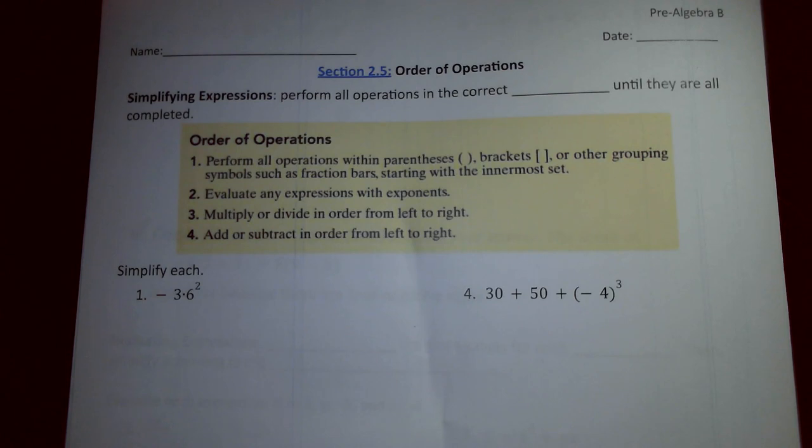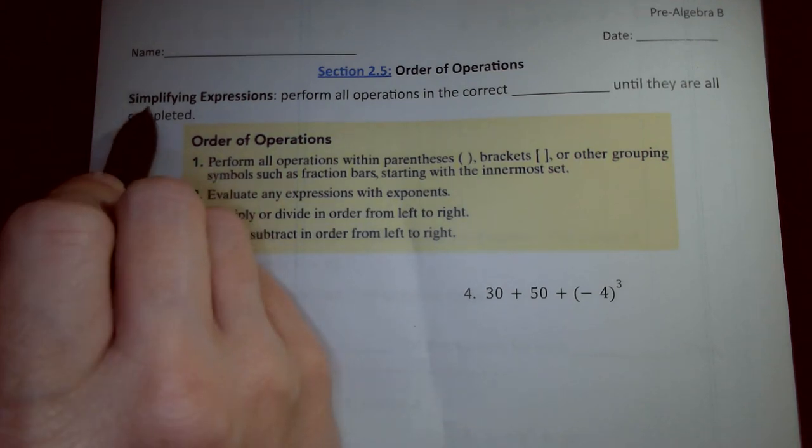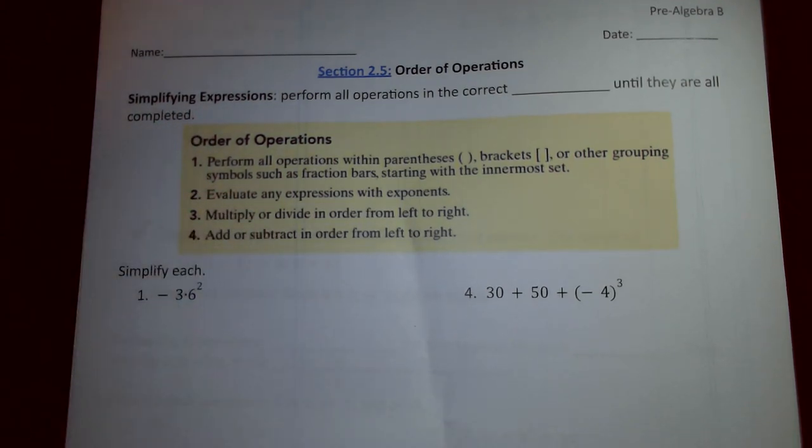Today we are going to be jumping into section 2.5, which is all about the order of operations. So the first thing we're going to talk about is simplifying expressions. When we're being asked to simplify an expression, it's exactly what it sounds like. We're making it simpler, meaning less numbers, less symbols, less operations.